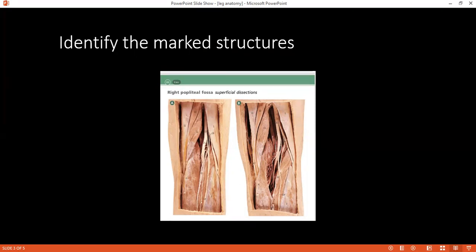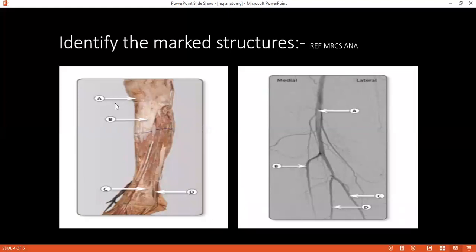All right. Can you please identify what are you looking at in picture A? Which view is it? Oh, sorry, the picture on the left-hand side. This picture on the left-hand side is the lateral surface of the lower limb. All right. Can you identify number A, please? Patella.